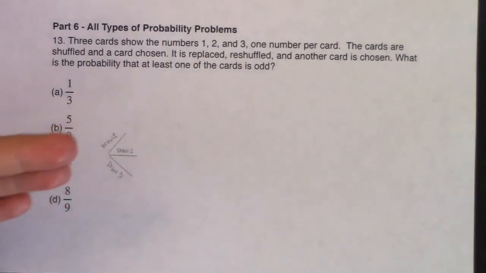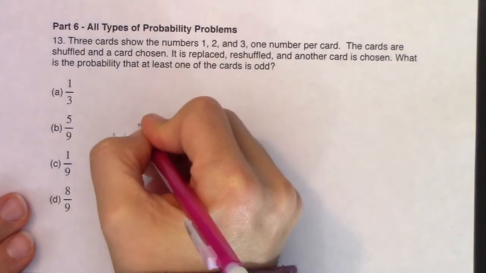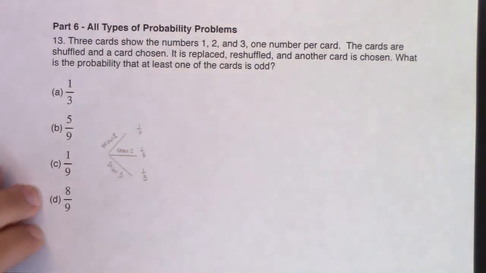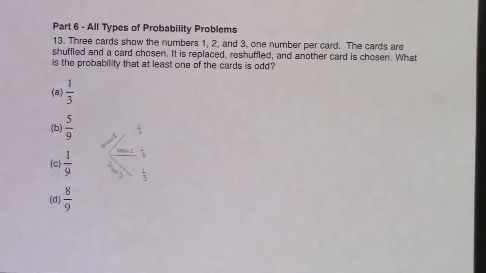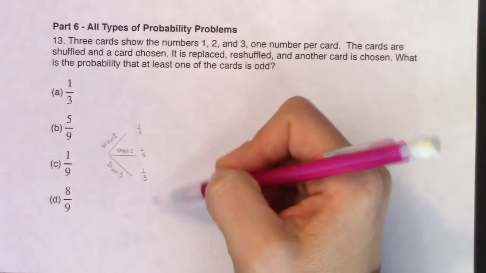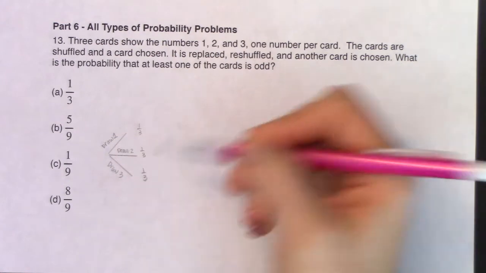If I have 3 cards and all things are equal, then there's a 1 out of 3 chance that I will pick any one of those cards. So the likelihood I draw a 1, 1 out of 3. The likelihood I draw a 2, 1 out of 3. Likelihood I draw a 3, 1 out of 3. And all of these add up to 1. They should, because if you're drawing 1 card, you're either going to get a 1 or 2 or a 3.